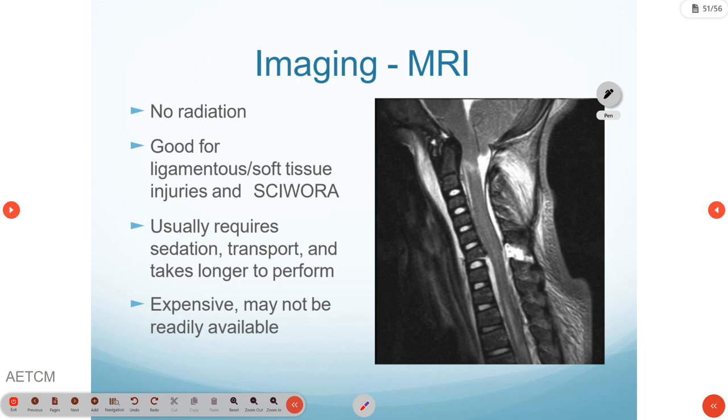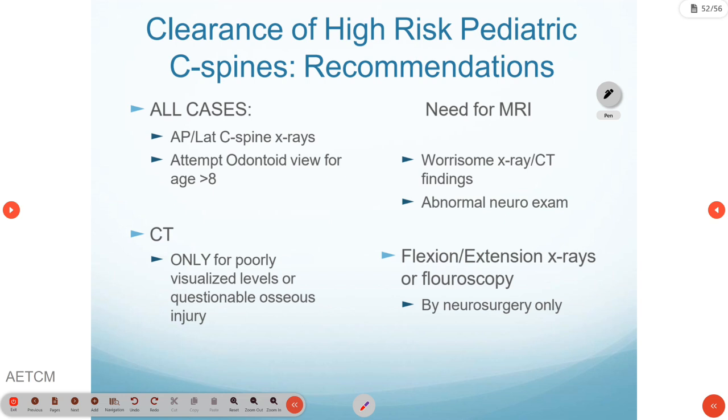Usually for MRI, since it is a longer procedure, the children might need sedation. The child might not lie still for the MRI. CT is very quick and fast, so sedation is not needed, and MRI is a little expensive. Then coming to the clearance of a high-risk patient, in all children it is better to take AP and lateral views of the C-spine before clearing a child who has trauma. And as we have already said, if you are suspecting fractures, then you can go ahead with CT. If you are suspecting ligamentous injuries, then you can go ahead with your MRI.